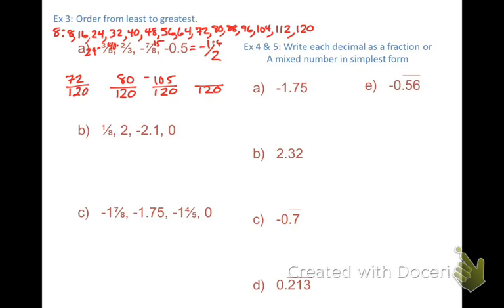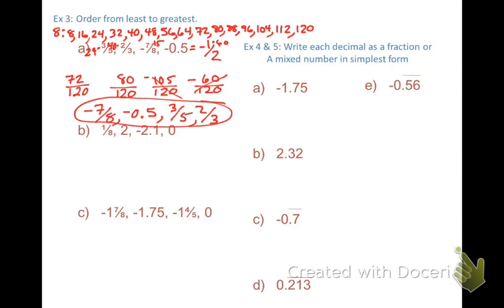That's 105. And that will be times 60. So the least number would be -105 over 120, which would be -7/8. This is a negative, so next would be -0.5. And then 72 is smaller than 80, so you're going to have 3/5, and then 2/3.